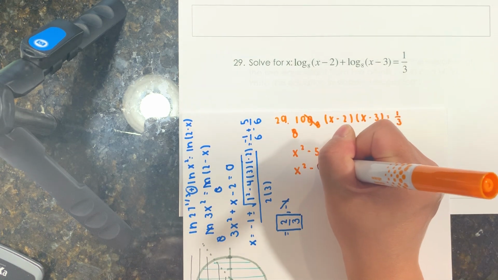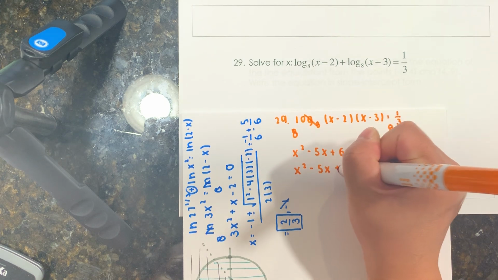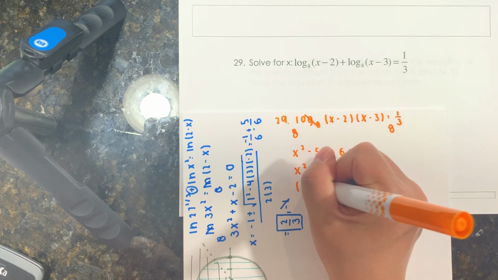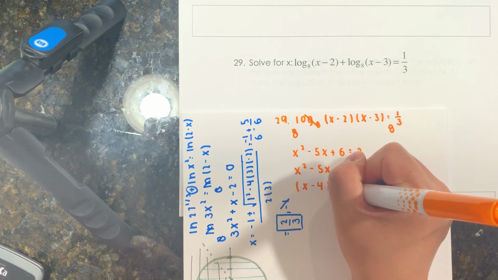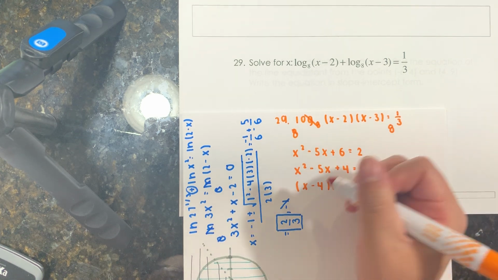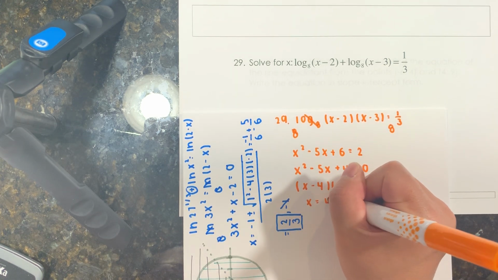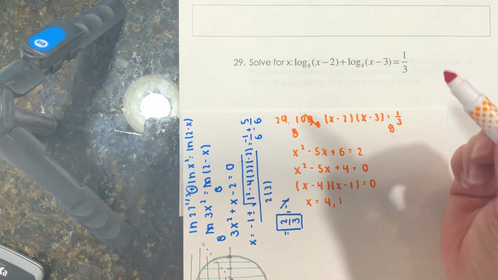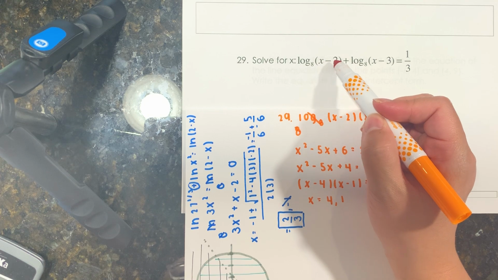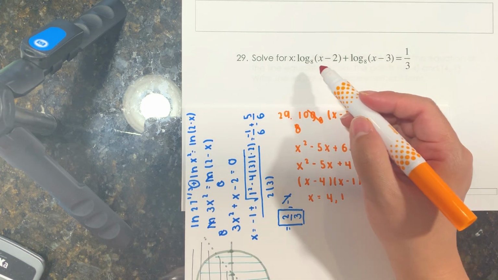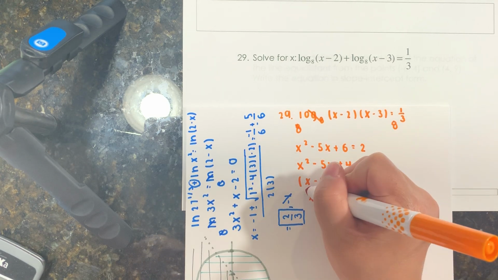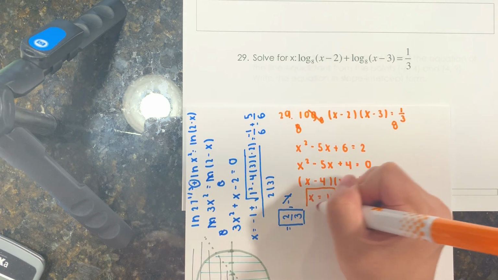If I set this equal to 0, I have x squared minus 5x plus 4 equals 0. That factors evenly into x minus 4 and x minus 1. So my two answers would be x is equal to 4 or 1. But if I take this 1 and I plug it back into the beginning, 1 minus 2 is negative 1, and you can never take the log base 8 of negative 1. So therefore, your only answer is 4.